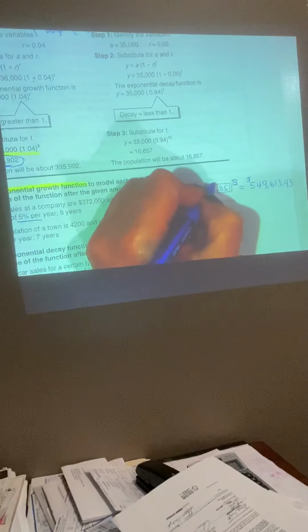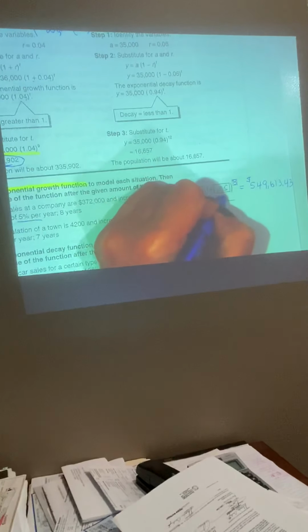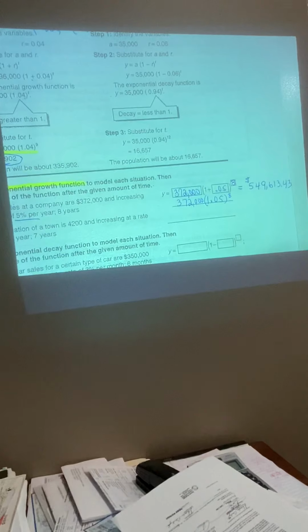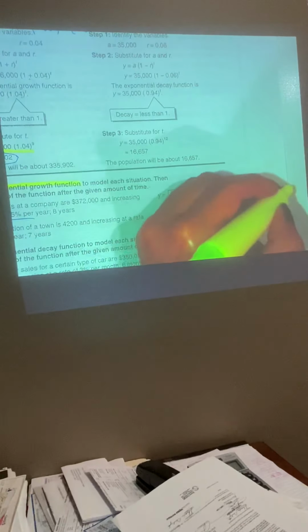Okay, you can write it as 1 plus 0.05, or we can write it as 1.05, okay? Either one, same thing. Okay, now when we're talking money, money is the nearest penny. Population or people is the nearest whole. Okay, any questions on that? Okay, and here's your answer.